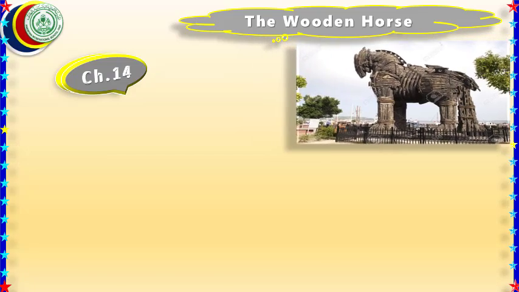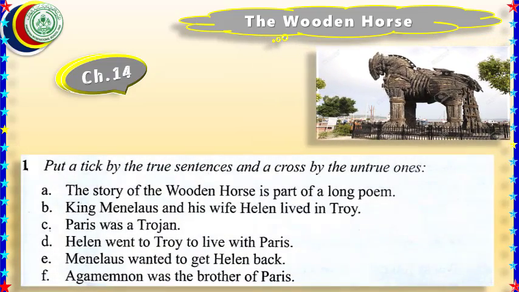Yes, students, we have read this lesson. We have read the passage given in this lesson, and I hope you are able to read out this story by using your own words. Now we shall start exercises. You can see this is the first exercise. We are to put a tick by the true sentences and a cross by the untrue sentences.